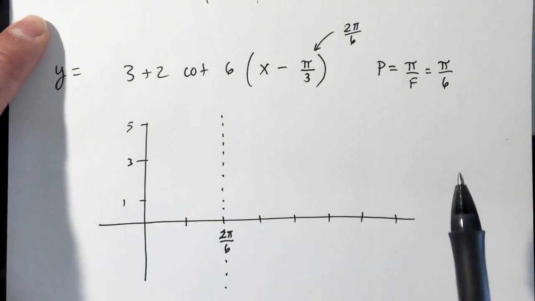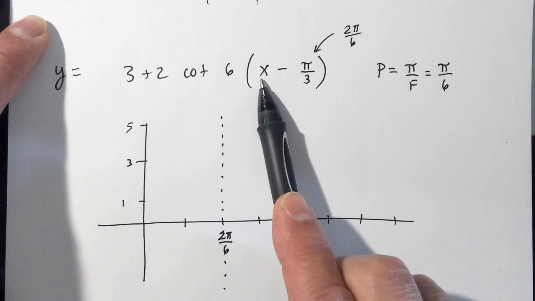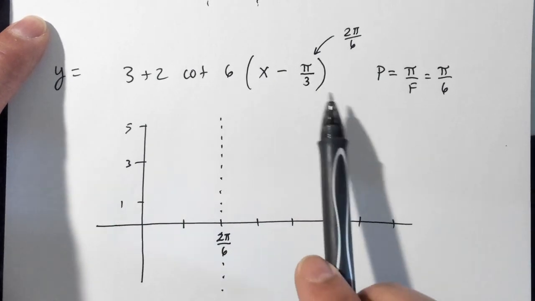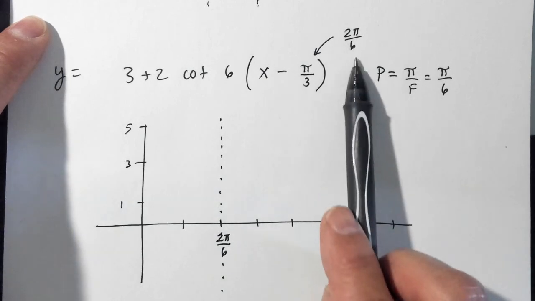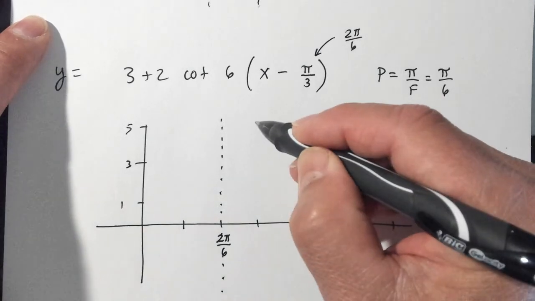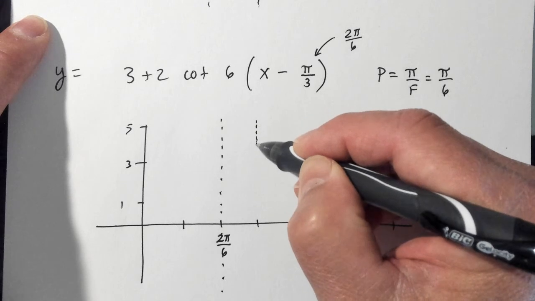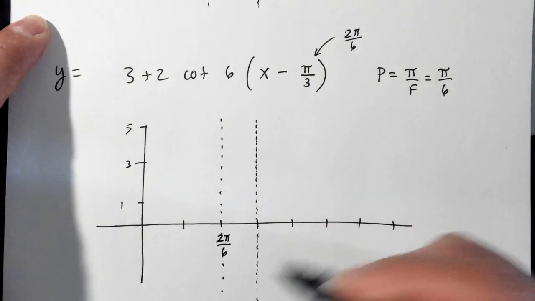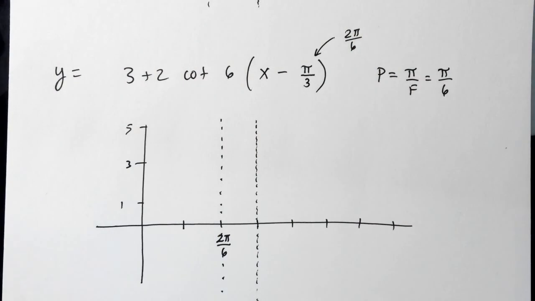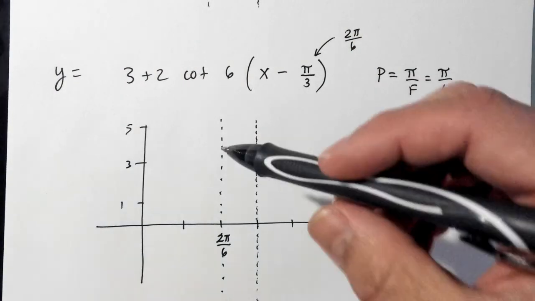And then our next asymptote is this number, which is pi thirds, or 2 pi over 6, plus that number. So 2/6 plus 1/6 is 3/6. So the next asymptote is, believe it or not, right there. So this one has a very short period, compacted period, whatever.